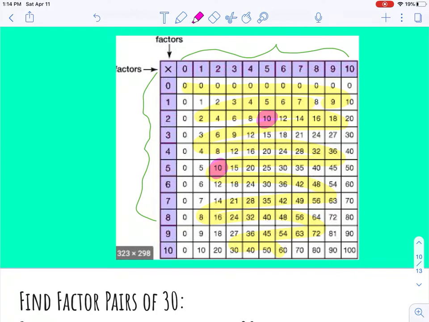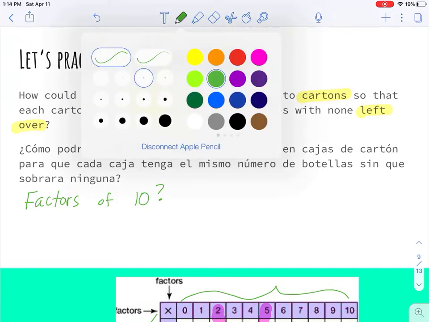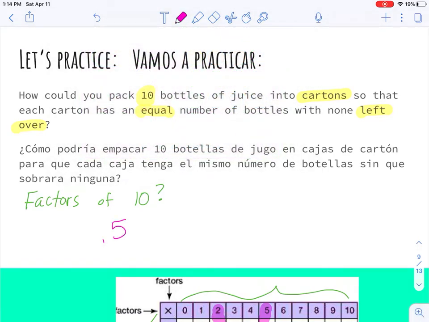So 10 doesn't have a lot of factors. The only factors of 10 are 5 and 2. So the factors of 10 are 5 and 2. 2 and 5 is a factor pair of 10. I can also do 1 and 10. Kind of forgot about that. 1 and 10 is also a factor pair of 10.